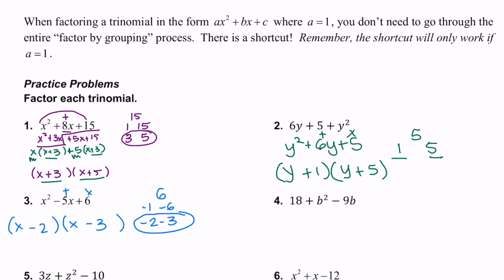Number 4 is not in standard form. We want the b squared first, then the b, then the number at the end. So b squared minus 9b plus 18. First you learn to add, then you learn to multiply. You're looking for two numbers that multiply to 18 and add to negative 9.